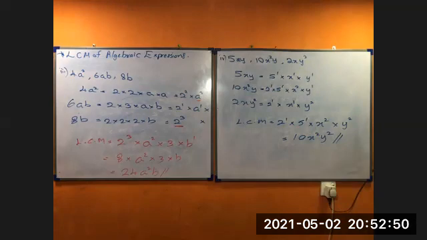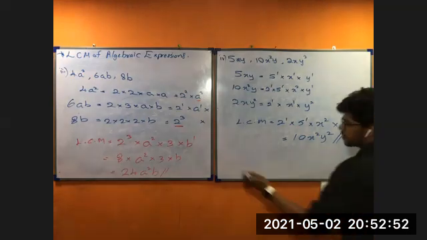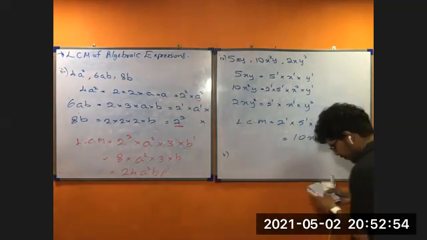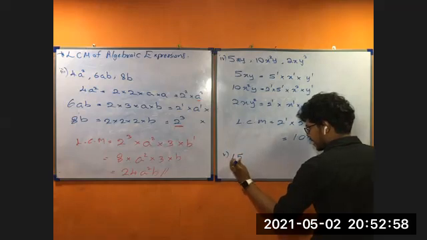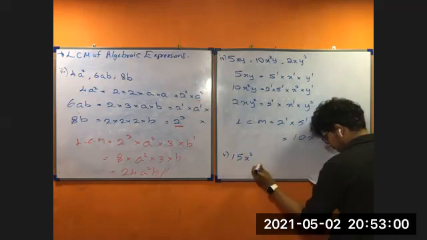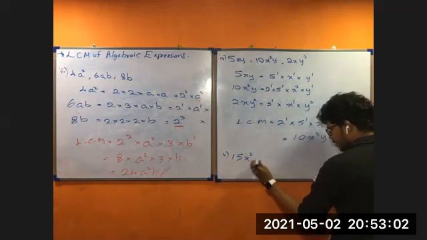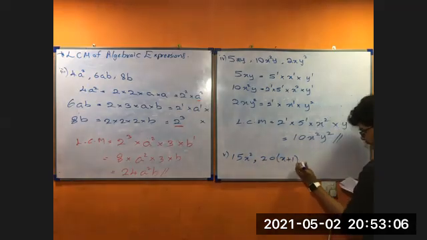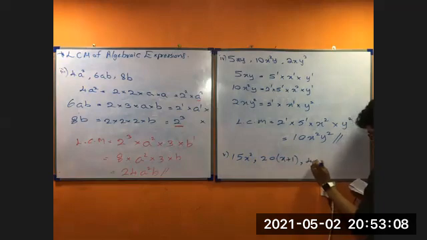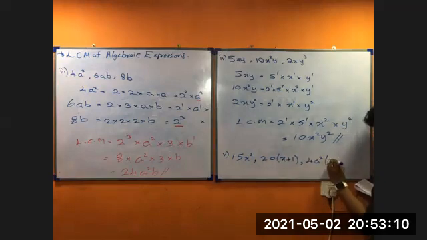Now let's find for the fifth one, a different one. So let's say 15x squared, 20x plus 1, and 4a squared times (a minus b) whole thing squared.